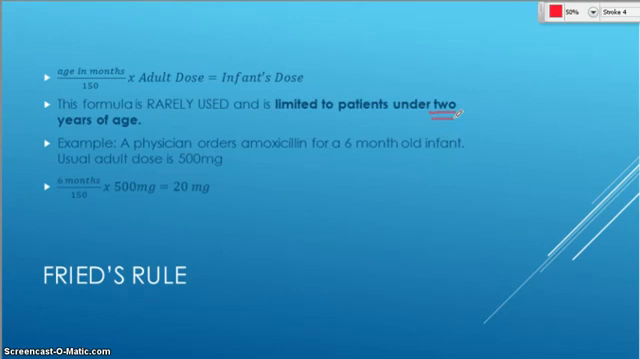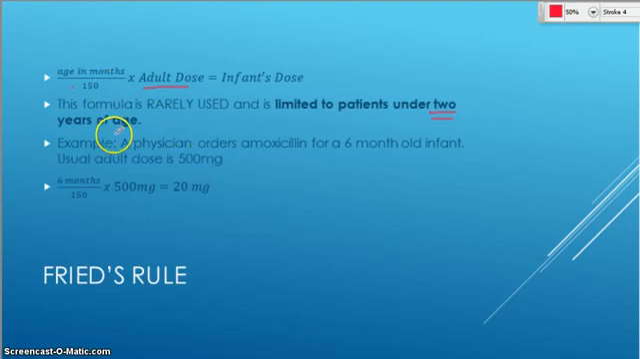So the first thing that we want to do for this particular formula is to take that child's age and convert it to months. So whatever their age is, we want to make sure we change it to months. So if they're 1 year, 3 months, that's actually 15 months. And then we're going to divide that by 150 and multiply by the adult dose again. Again, 150 is just a standard number that we're using in the denominator. It doesn't represent pounds this time. It's actually an average month kind of information.